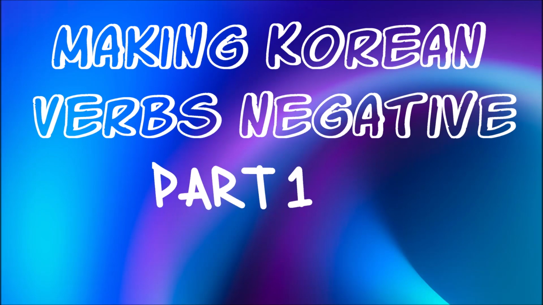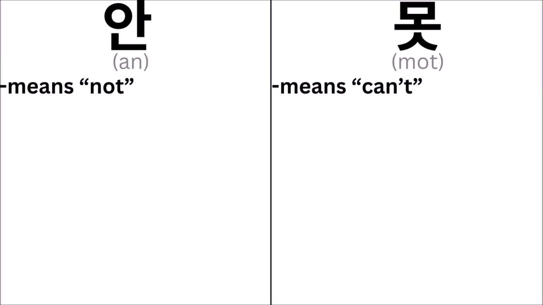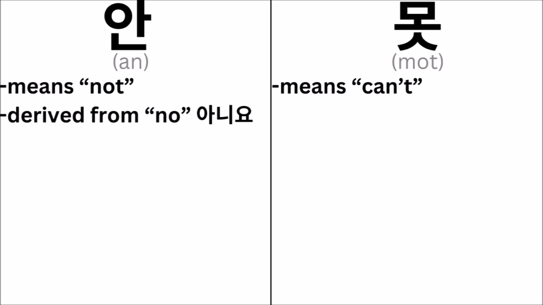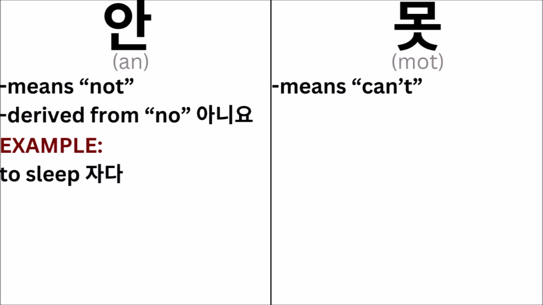This lesson is our first lesson on making verbs negative in Korean. There are a couple ways to do it. The first way is by adding 안 to the beginning of the verb. 안 is like the start of the word for no in Korean, 아니요. So you take a verb like to sleep, 자다, and add 안 to make it to not sleep, 안 자다.